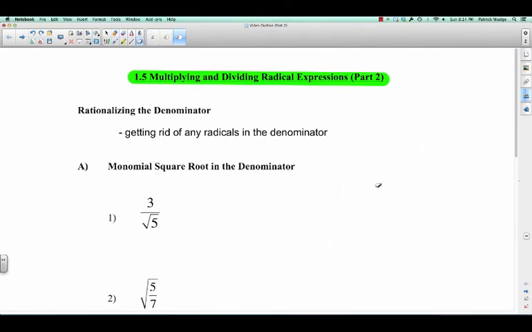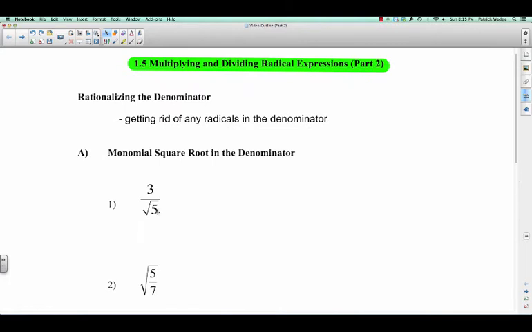The good news is it's not too bad. There's basically 3 different types. And the first type is when you have a denominator which is a monomial square root. What you're going to do in those cases is multiply the top and the bottom by the denominator, by whatever the denominator is. So we want to get rid of the square root of 5. What can you multiply the square root of 5 by to get a whole number?